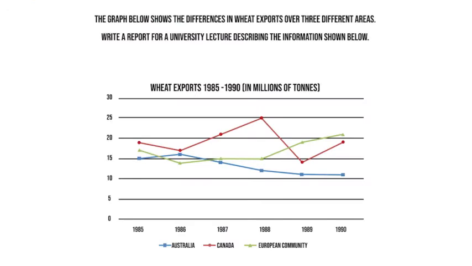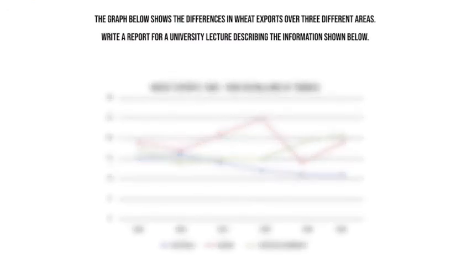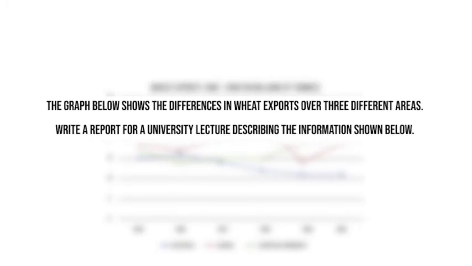Now let's go back to the line graph. All right, now that we're back onto the line graph, I do not want you to look at the graph, but rather I want you to go to the first sentence that you see on top. Now let's read that one more time. The graph below shows the differences in wheat exports over 3 different areas. So what are the words that we can actually use for synonyms?